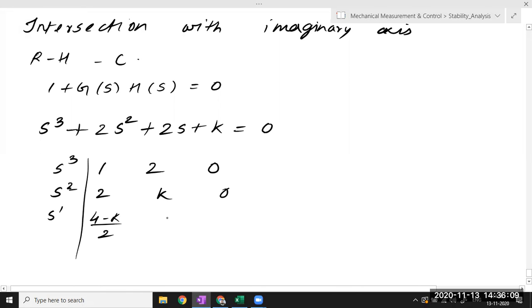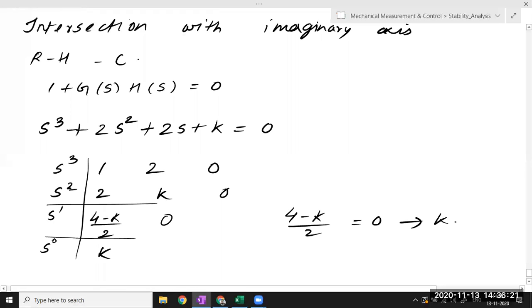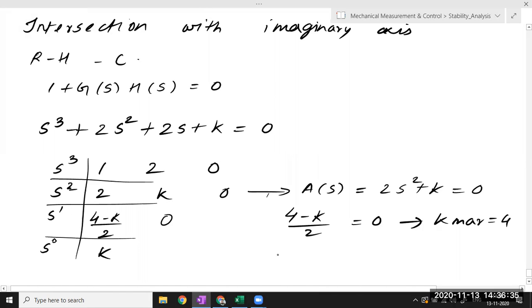and this will be 0, s raised to 0, this will be K, right? So what is the marginal value of K? 4 minus K upon 2 is equal to 0, therefore K is equal to 4. Marginal K is equal to 4. Now what is the auxiliary equation? The auxiliary equation is 2s square plus K, K s raised to 0 is equal to 0. What we are getting: 2s square plus 4 is equal to 0.